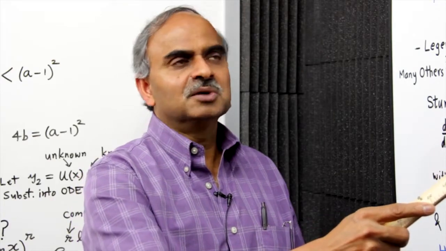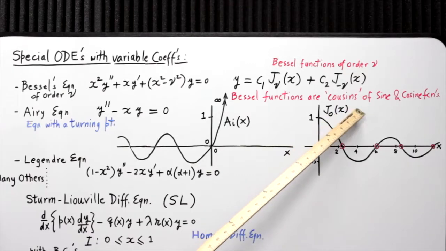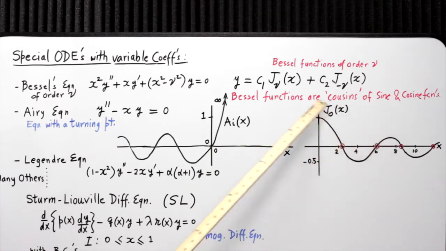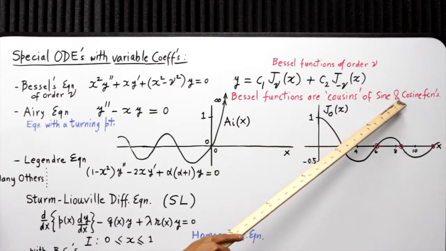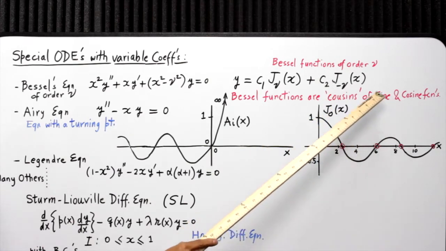We can think of Bessel functions as cousins. They are related to sine and cosine functions. They give solutions which are oscillatory in space as sine and cosine functions are.